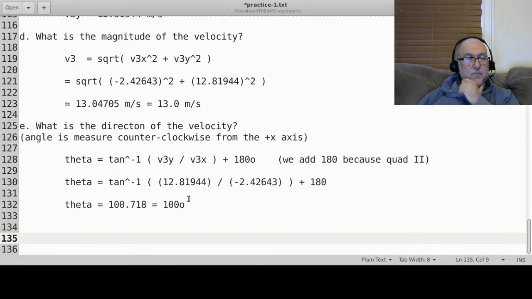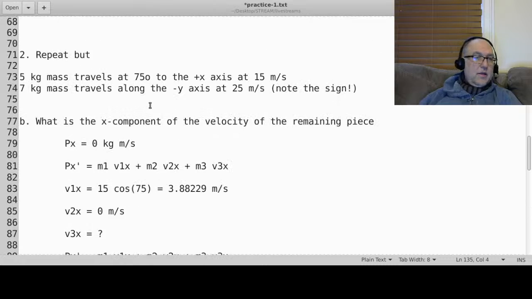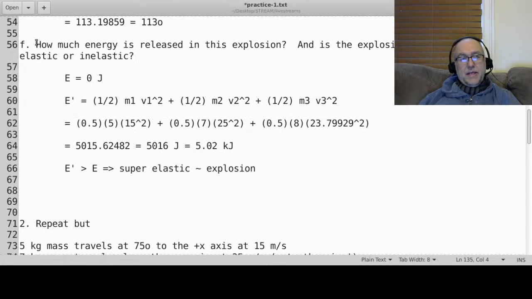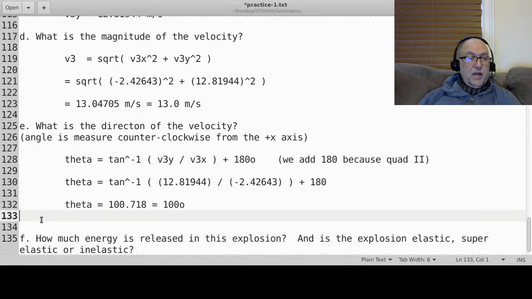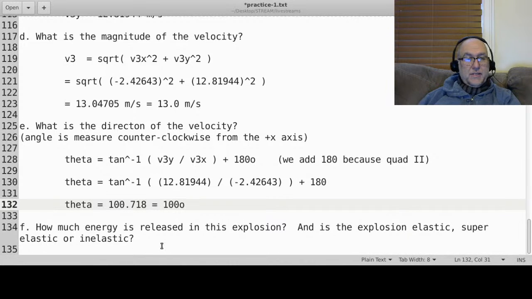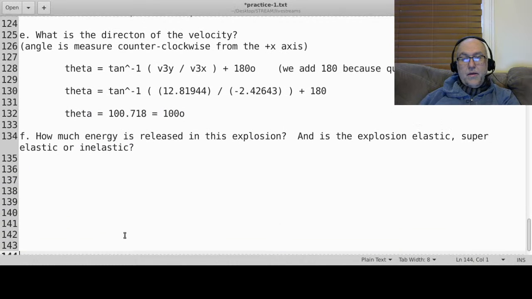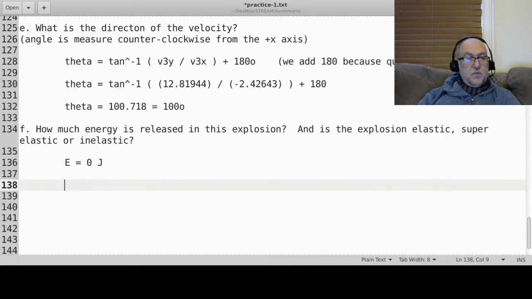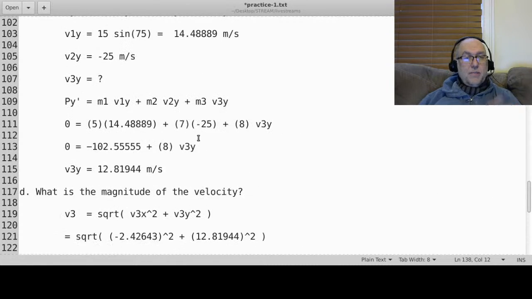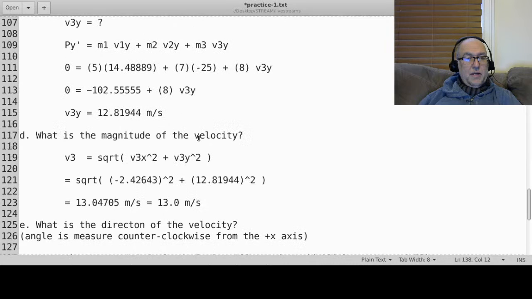And last one. What is the energy, or how much energy is released? We know that it's going to be super elastic, because it's an explosion. Basically, if it's an explosion, it's super elastic. So energy before, no difference from above, still 0 joules. Energy after, same structure to the formula.